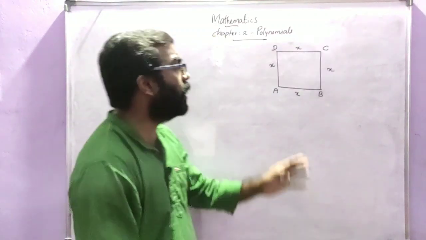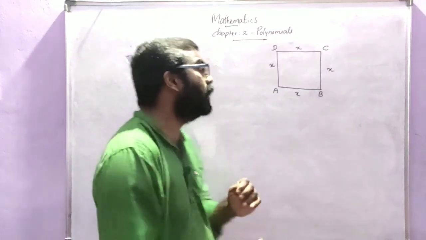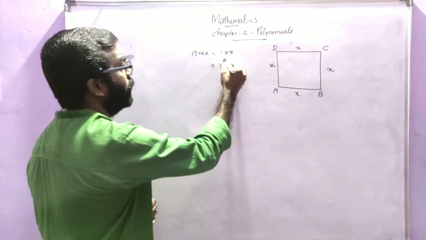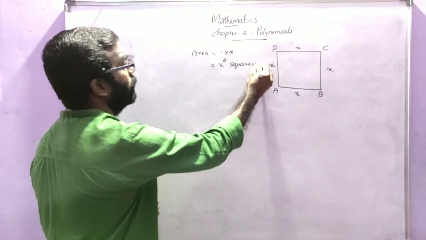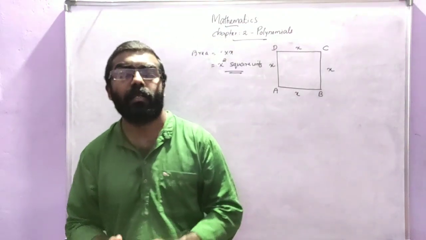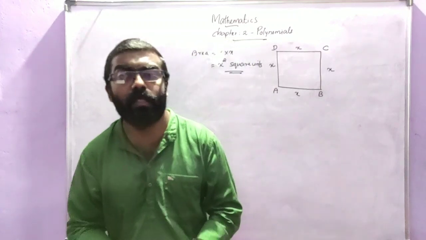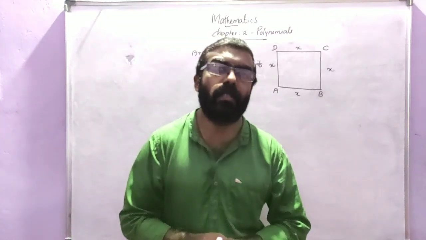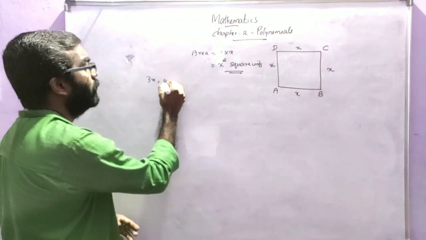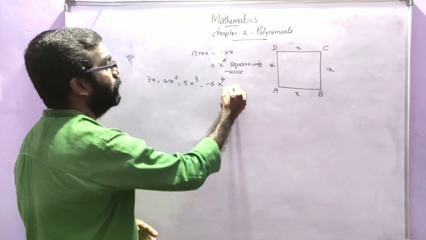Clear? Can you find the area of the square ABCD? Here the side of the square is x units. So the area will be x into x, that is x square units. We know area of square is side into side. So here the side is x, so x into x will be equal to x square. So x square units. Now x square is an algebraic expression. You are also familiar with other algebraic expressions like 3x, 4x square, 5x cube, minus 6x raised to 4, etc.